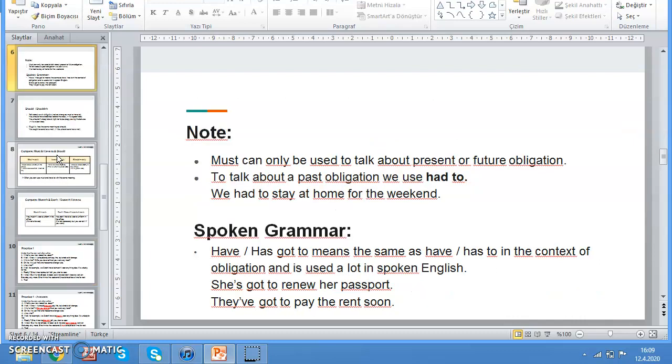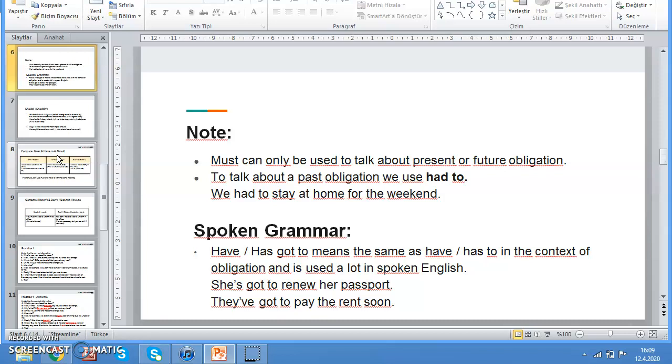Note that must can only be used to talk about present or future obligation. To talk about a past obligation, we use had to. To see in an example, we had to stay at home for the weekend because of the virus.